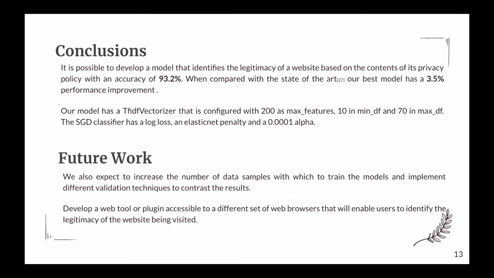And finally, for the future work, what we would like to do is try out our project with more data samples, as well as trying different validation techniques to compare the results. And we would also like to try other different machine learning models to see how the performance changes from one to the other. And most importantly, what we want to do is to make this usable for people, meaning that we want to develop a web tool or a plugin that's accessible to different sets of browsers, and therefore people will be able to identify the legitimacy of the website visited.